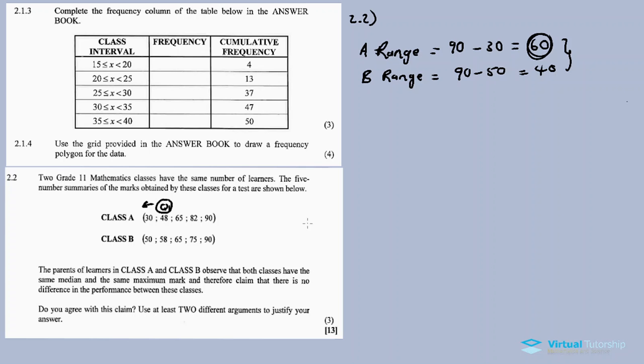So therefore the second argument is, okay, 25% of the class has a lower mark compared to class B. So therefore the conclusion we can make is that the claim is not valid. Or maybe you can also think of another argument you can use here, but I think this is enough to justify against their claim.